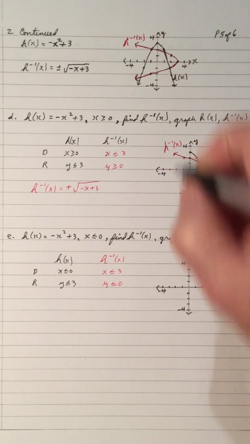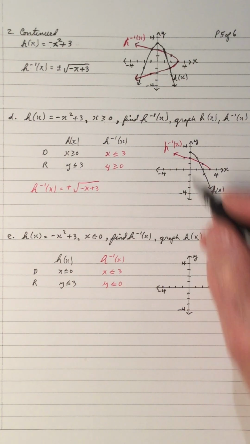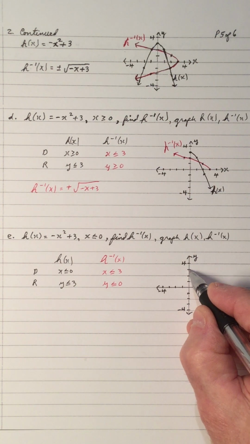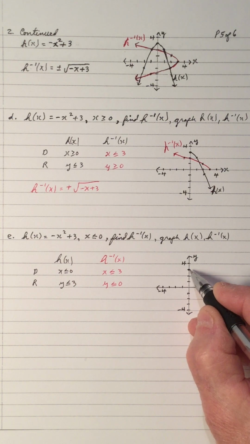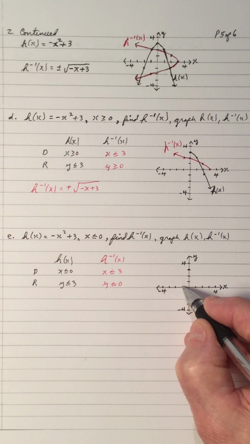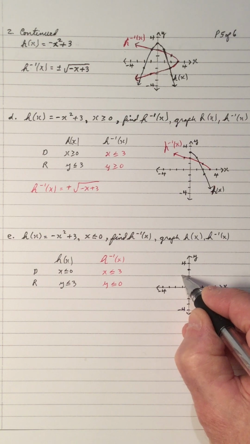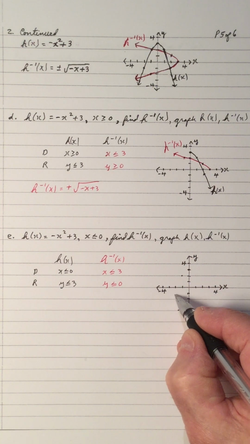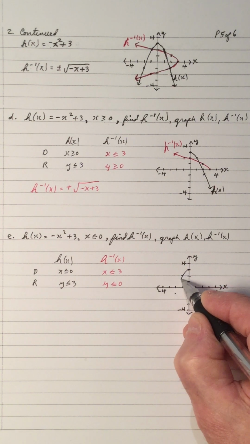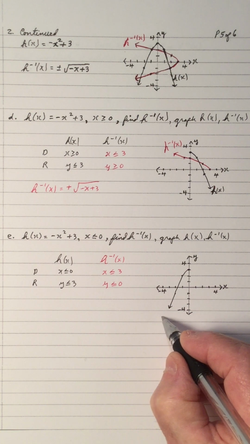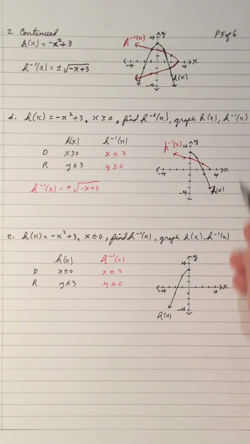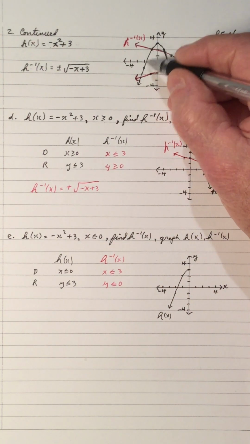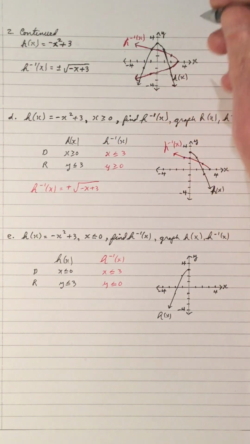So let's graph the h of x. The h of x is right here, this side, so we get 0, 3, we get negative 1, 2, and we get negative 2, negative 1. This is the h of x. Again, notice this is x is less than or equal to 0. It's the left side. And the left side is going to be the one going down.